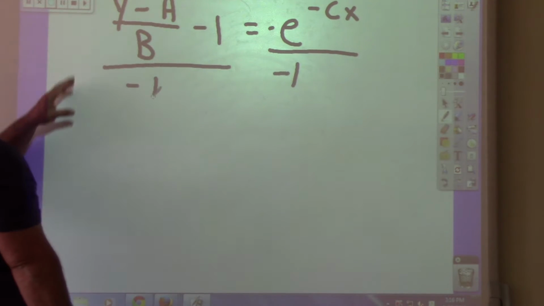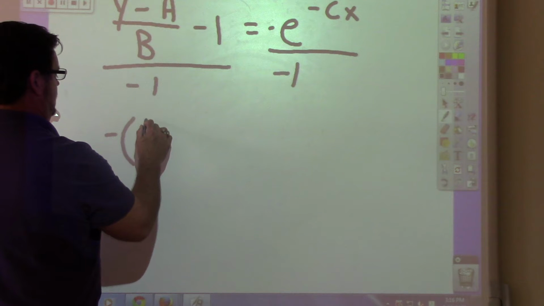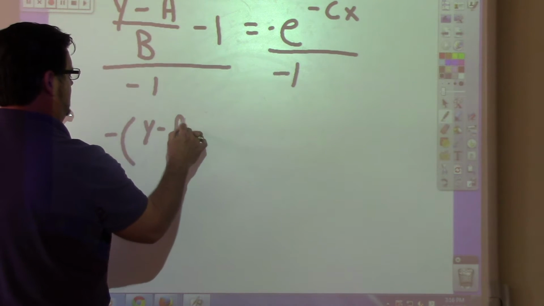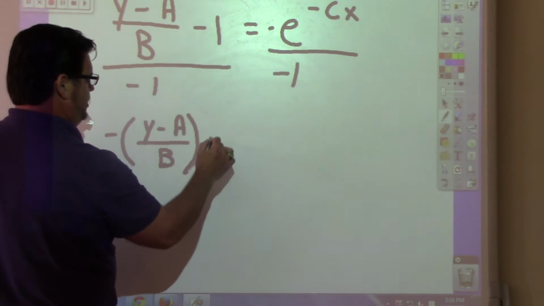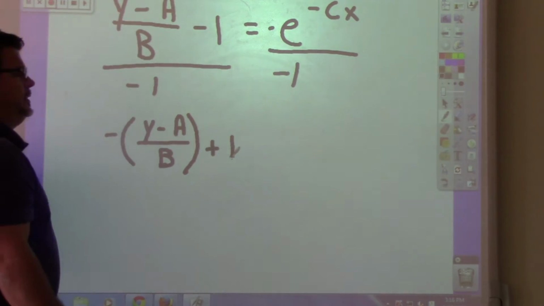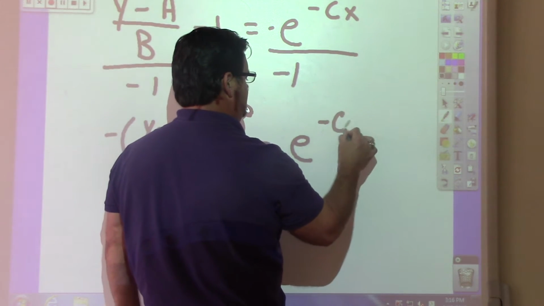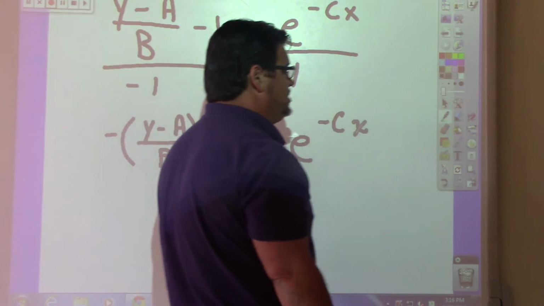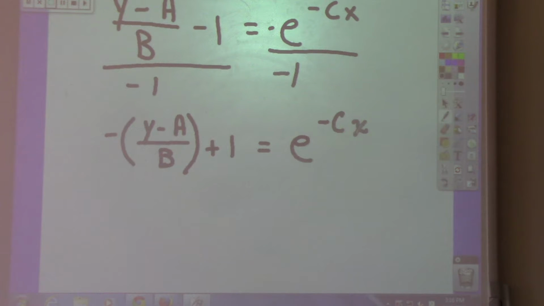So I'm going to divide by negative 1. And that's going to give you, I'm going to put parentheses in front of this, negative y minus A over B plus 1 is equal to e to the negative Cx. Now at this point, you've got it to where you can solve now, but all we've used is nothing but algebra.